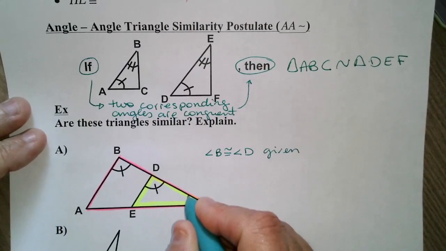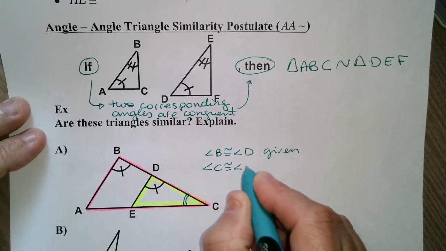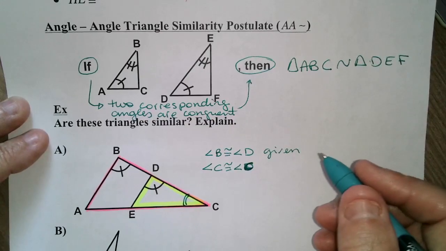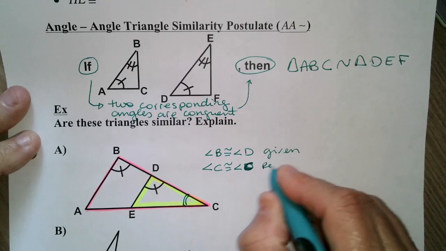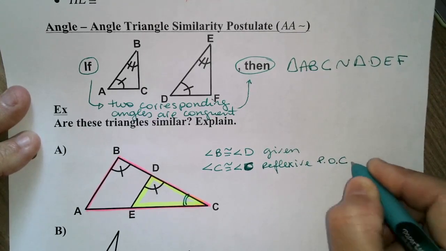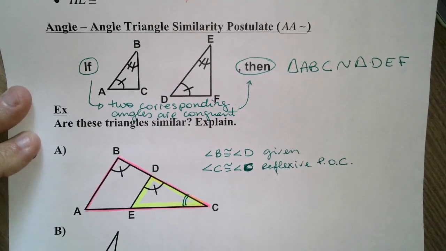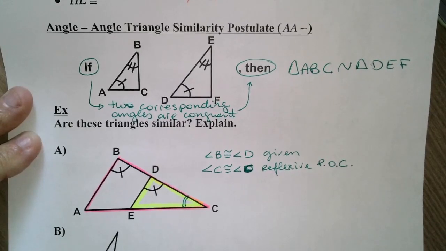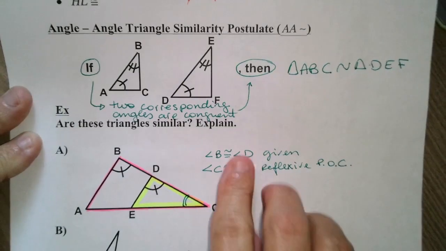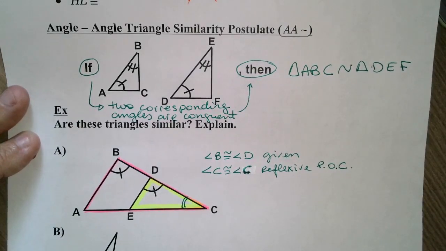And I have this angle right here, angle C. So angle C is congruent to angle C, because of the reflexive property of congruency, right? So, let me just fix this. I don't like the way this looks. So angle C is congruent to angle C, reflexive property of congruency.